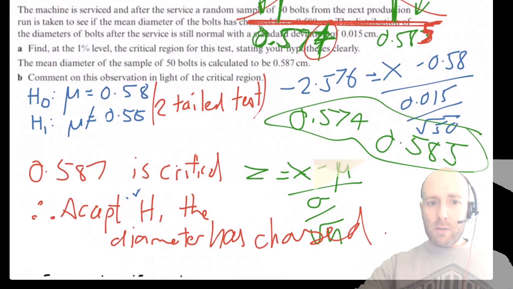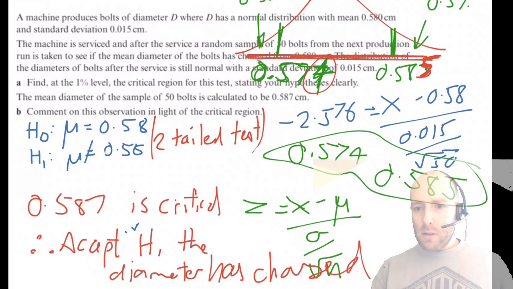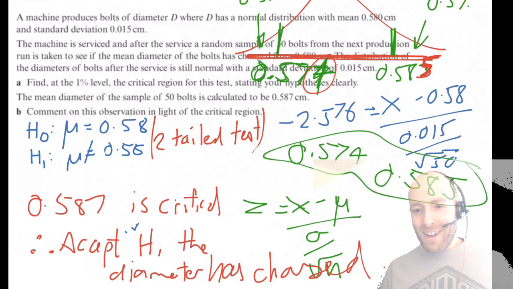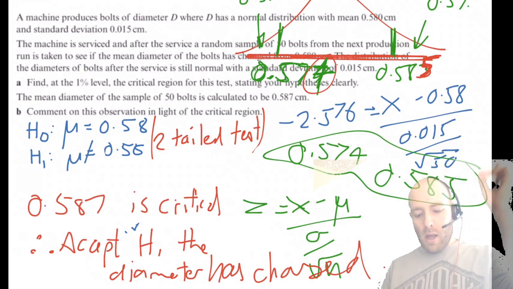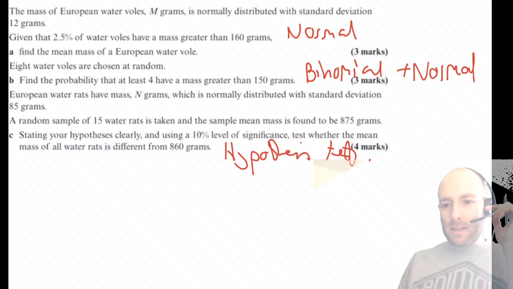So yeah, it would still be critical, still accept H0. The only difference is these two numbers should be different. Okay, let's try this waterfall one then. So we got normal, binomial plus normal, and then a normal hypothesis test at the end.